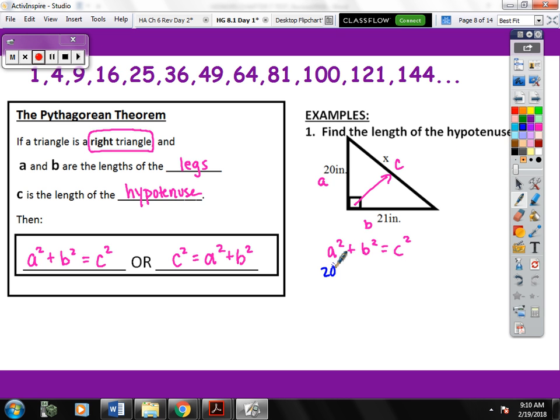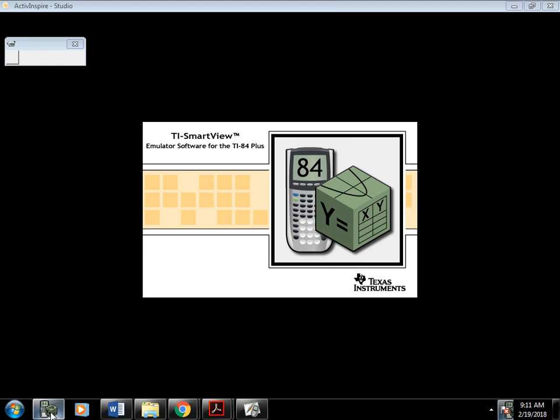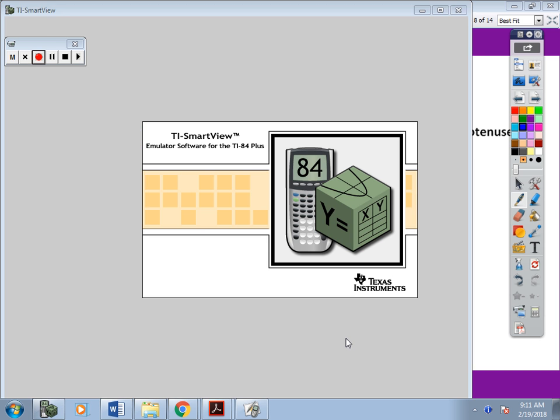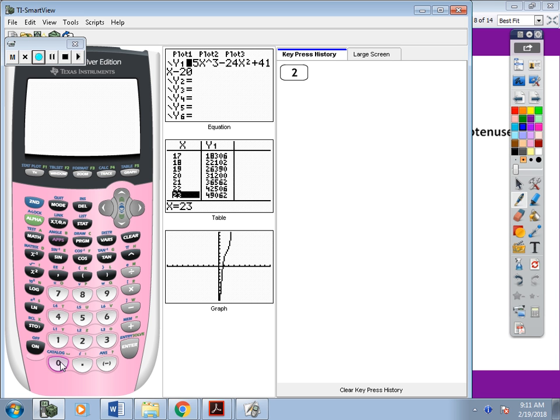A we have as 20. B we have as 21. And C we don't know. And so we would actually want to go ahead and evaluate each of these. If you want, you can type them in together. Oh, I don't have my calculator. But 20 squared is 400. Wait a second to open up. So if you want, you actually can type in 20 squared plus 21 squared, and then you don't have to write it out piece by piece. We will get 841.